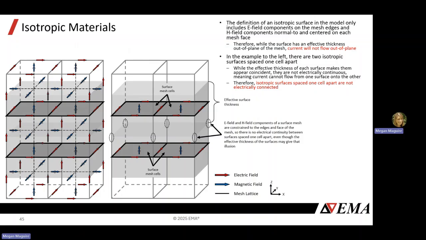One thing that you may wonder is, what if I have two surfaces that are one cell apart? The thickness of the top surface extends one half cell below, and for the bottom surface, one half cell above. Will there be a connection? The answer is no. As I show here, the field vectors associated with this mesh are only in plane. So you don't have the vertical components between these two surfaces, and therefore they won't have an electrical connection. Essentially, current won't flow out of plane for these surfaces.